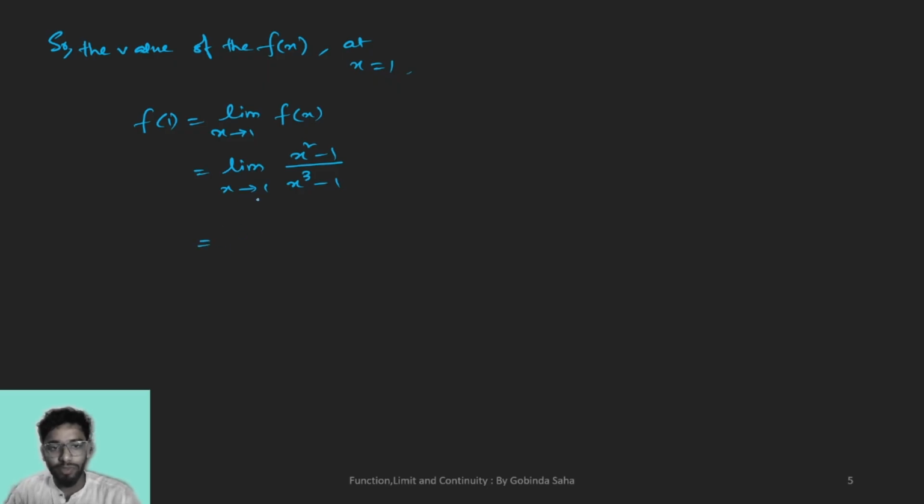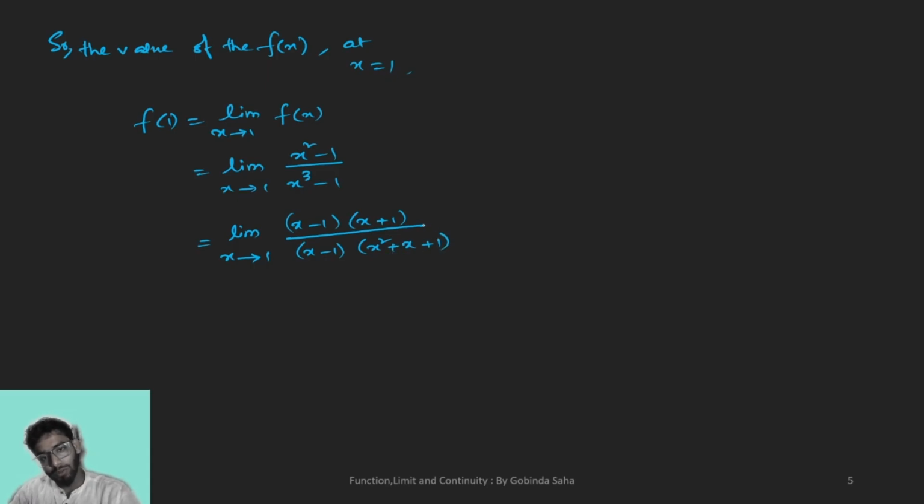So here see, if you put the value of 1, we will get 0 by 0. So we can't do the limit here. But we can apply the standard formulas of limit. Or if you factorize also, then you can solve it. Like it is a square minus b square, so it is (a minus b) into (a plus b). And this is going to be (a minus b) into (a square plus ab plus b square). So we can cancel out x minus 1.